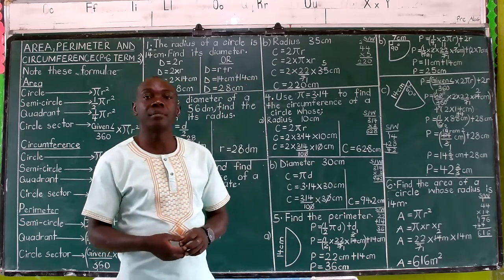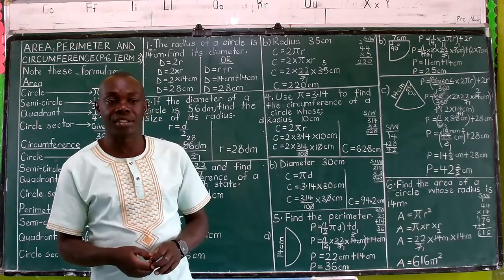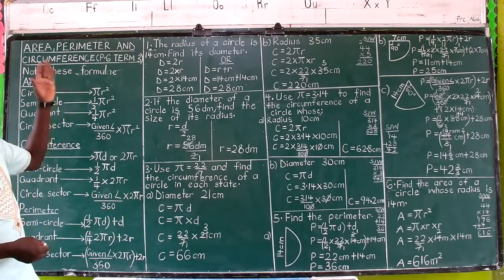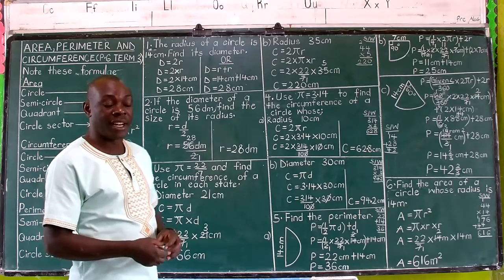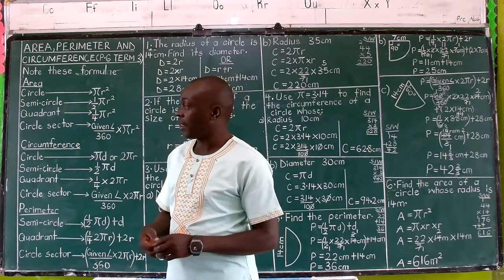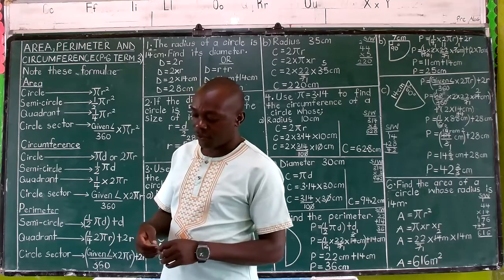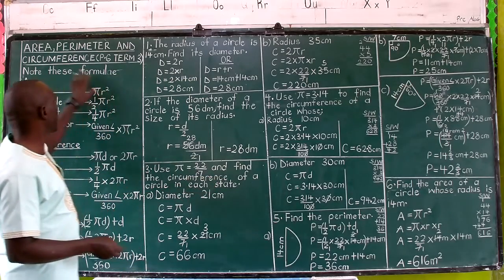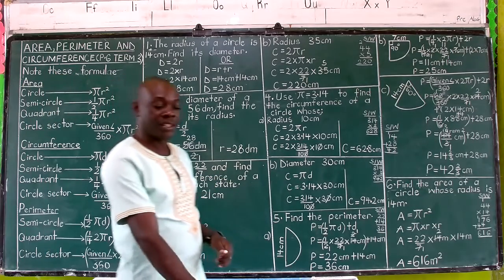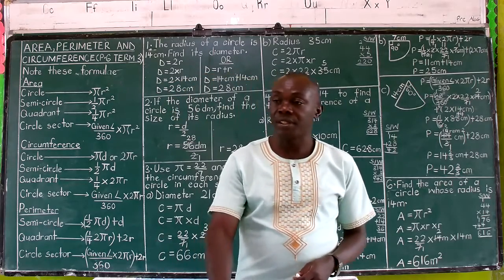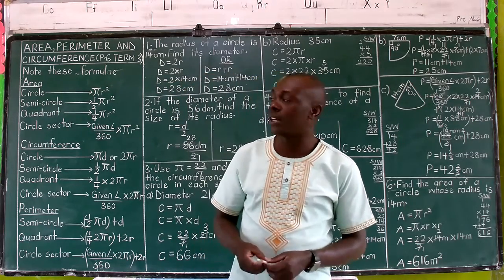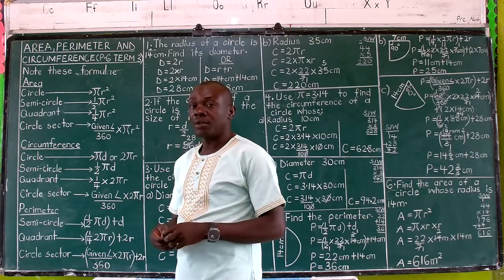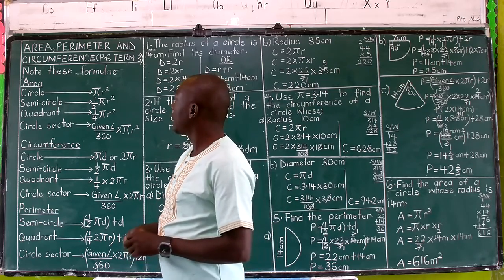As I said, area means a region of coverage. Perimeter means the total distance around any object with a flat surface. When you move around it, it is termed as perimeter in mathematics. Then circumference is the total distance around any circular object. So those are the three terms we are looking at: area, perimeter, and circumference.